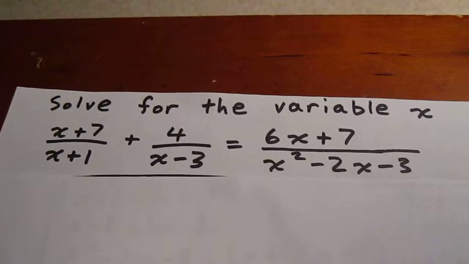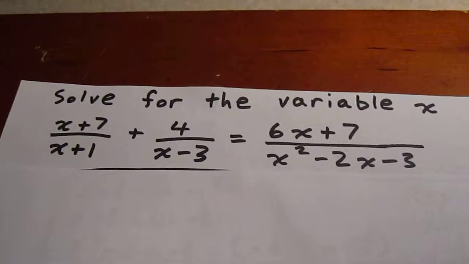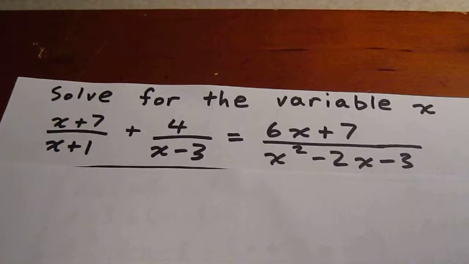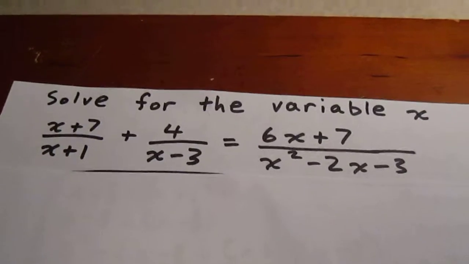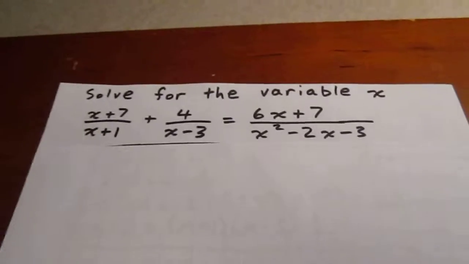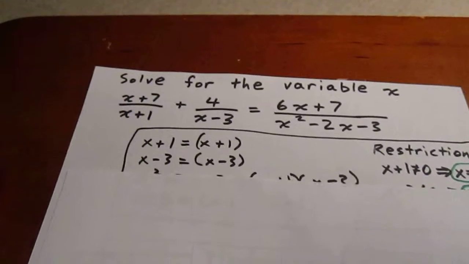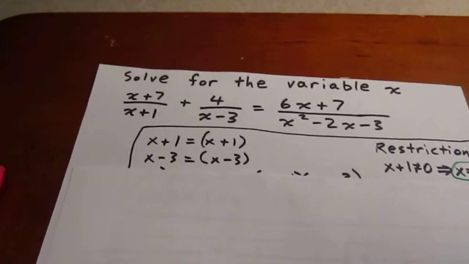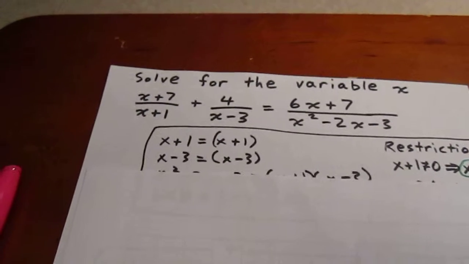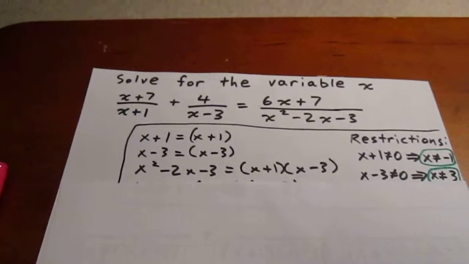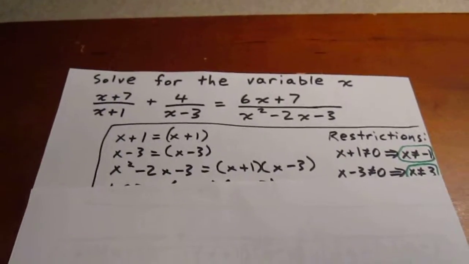In this next question, we're going to solve for the variable x, where (x + 7)/(x + 1) + 4/(x - 3) = (6x + 7)/(x² - 2x - 3). Well, the first thing we want to do at this stage is factor our denominators. x + 1 simply factors to x + 1, and x - 3 simply factors to x - 3. x² - 2x - 3 factors to (x + 1)(x - 3).